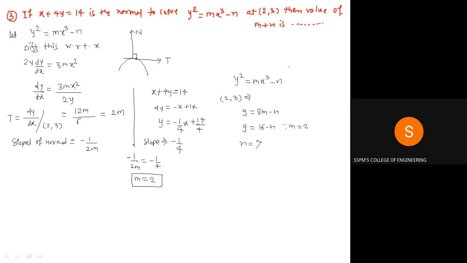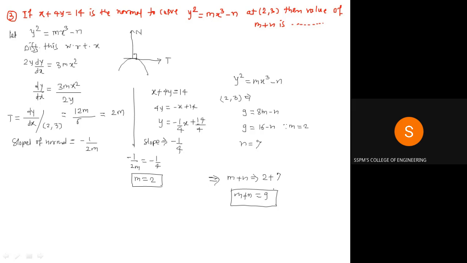But in this example, what is that question to find the value of m plus n? So what is that value of m plus n? So m plus n is, m is 2, n is 7, that is 7 plus 2 is 9. And this is what correct option. ये क्या होता है? करेक्ट ऑप्शन इसी क्वेश्चन के लिए होता है.